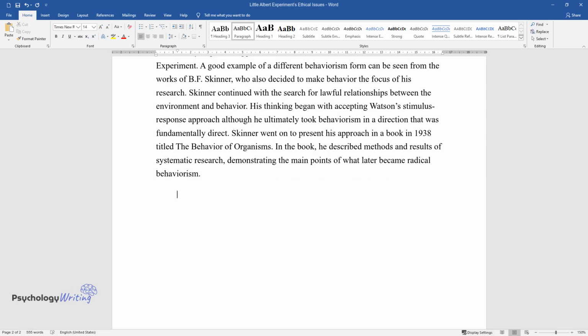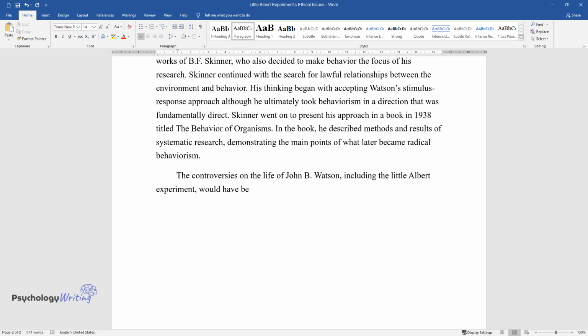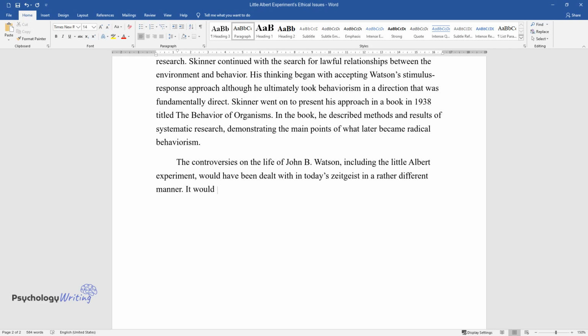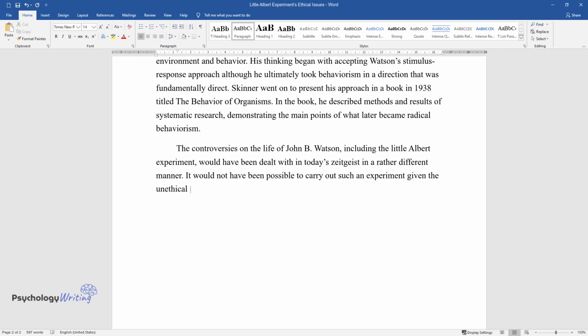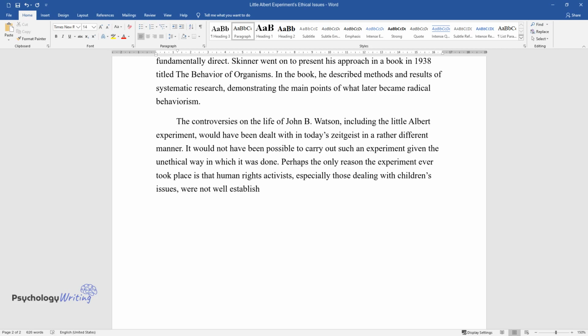The controversies on the life of John B. Watson, including the Little Albert experiment, would have been dealt with in today's zeitgeist in a rather different manner. It would not have been possible to carry out such an experiment given the unethical way in which it was done. Perhaps the only reason the experiment ever took place is that human rights activists, especially those dealing with children's issues, were not well established at the time.